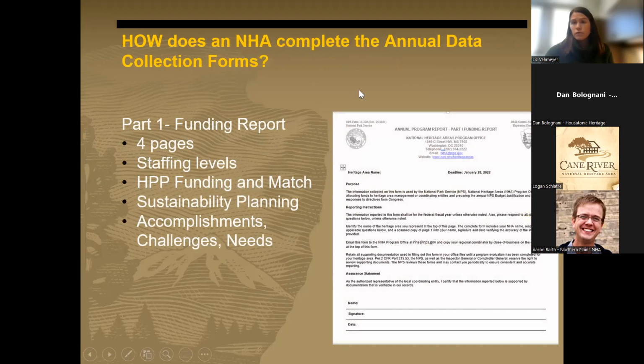So here's where I'm going to briefly go over the two forms. This is just a screenshot of the front of the part one, but we refer to the part one as the funding report. It's about 4 pages long. Here we ask questions about staffing levels with your local coordinating entity. We ask about how much Heritage Partnership Program funding you received and the match that you had for that, some of the match sources as well, non-federal match sources. And then some sustainability planning that's being done at your organizational level. And then I would say the chunk of it is accomplishments, challenges, and needs you may have had over the past year.